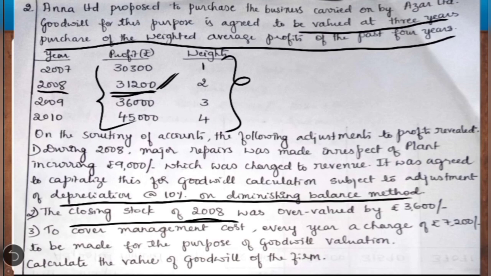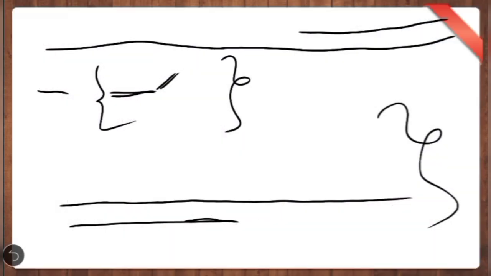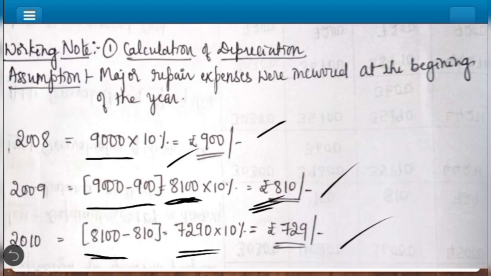So here, what are the steps we have to follow? Coming to the first step, we are going to calculate adjusted annual profit by adjusting all these adjustments given in the question. In the second step, we are going to calculate weighted average profit by multiplying the weights. And then in the third step, we are going to calculate the value of goodwill. Let's see how the solution has to be done. As I said, first we are going to show the working note with regard to calculation of depreciation. This is the working note.